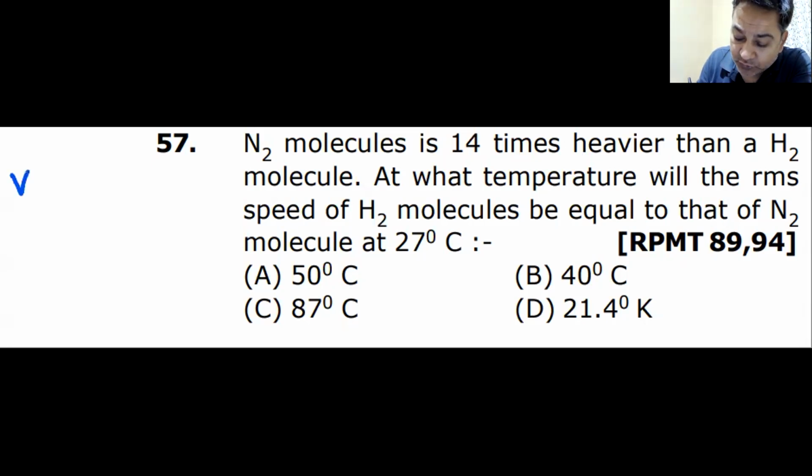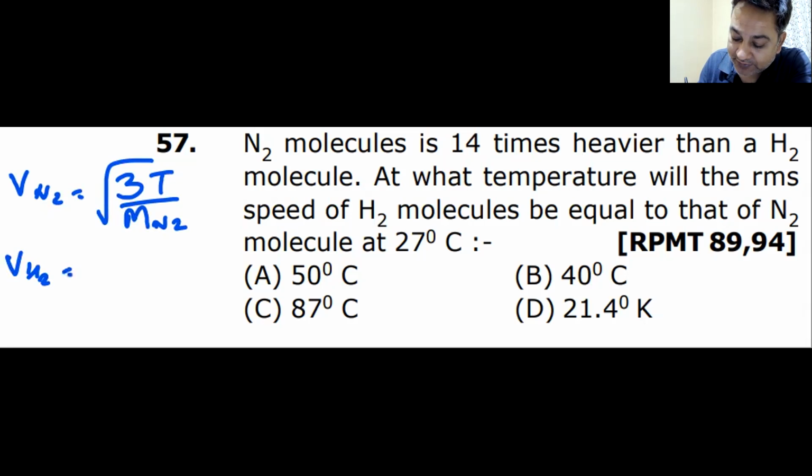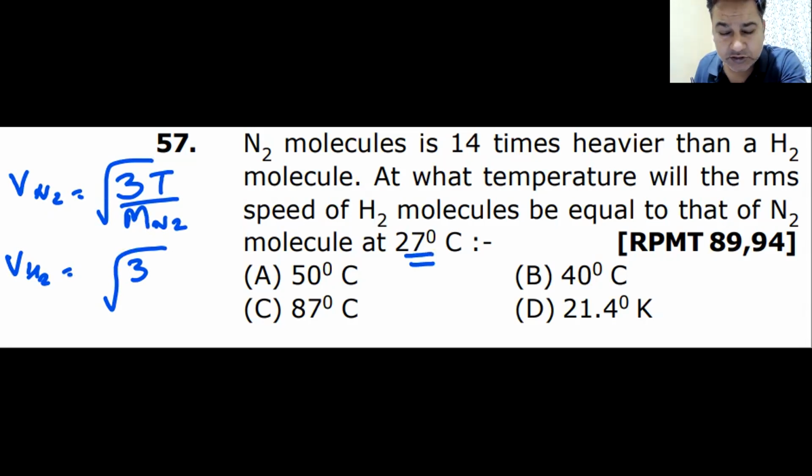So velocity of N2, I can write it as root over 3 times T divided by molecular mass of N2. Velocity of H2, I can write it as 3 times... Okay, I know the value of this T. This is given as 27 degrees Celsius. So 27 plus 273 becomes 300. So I'll just write here 300. Do we understand this?